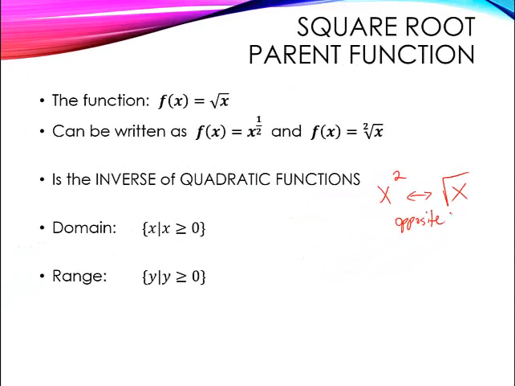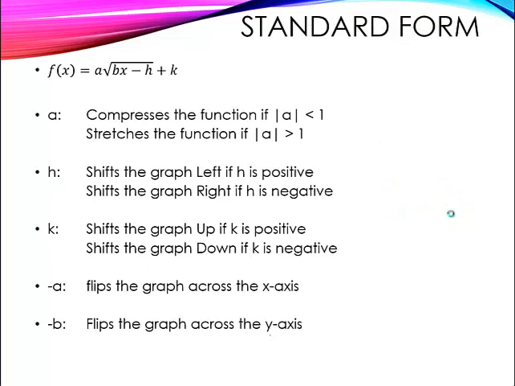Now, the domain of our parent function is x such that x is greater than or equal to 0, and the range is y such that y is greater than or equal to 0. In standard form, our square root function is a square root of b times x minus h plus k.